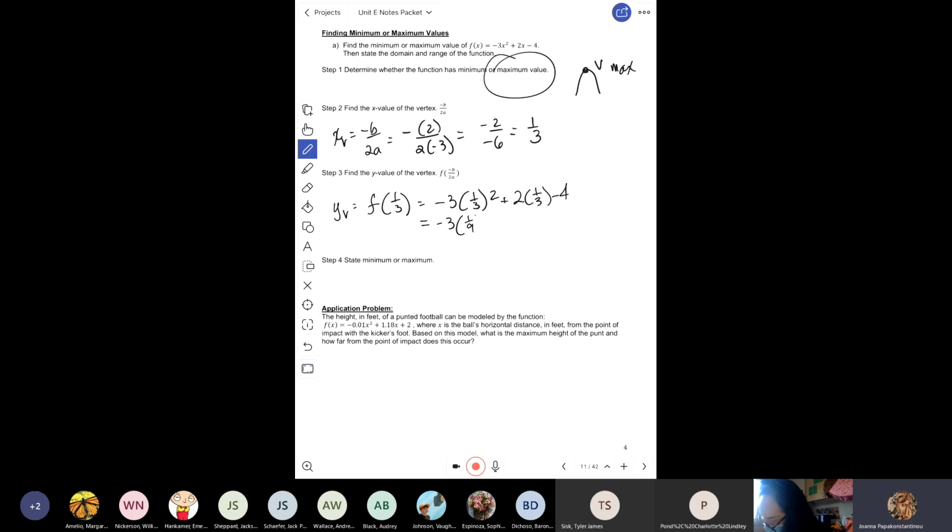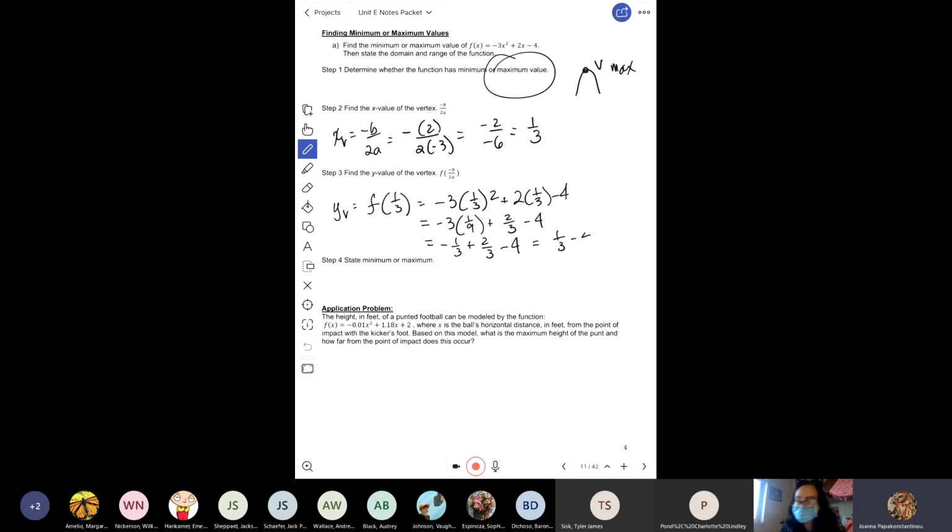Okay, so we have 1/9 plus 2/3 minus 4. So I can simplify that first fraction. Negative 3 times 1/9 is what? Negative 1/3 plus 2/3 minus 4. So negative 1/3 plus 2/3 is 1/3 minus 4.